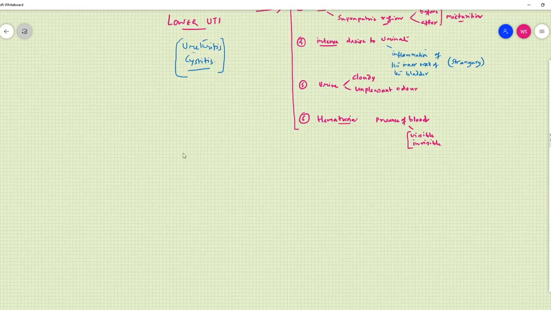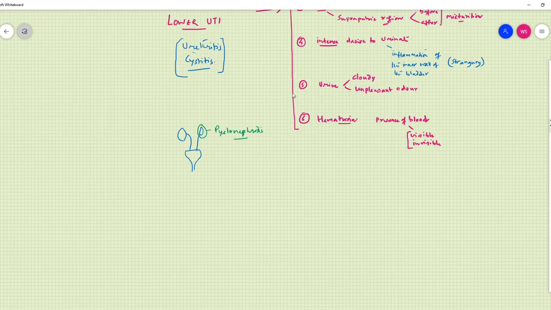So what about pyelonephritis then? We have the kidney here, the bladder here, the urethra there, and the ureters here. The infection of the kidney we call pyelonephritis. In pyelonephritis, in addition to the above symptoms, it also shows some other features.